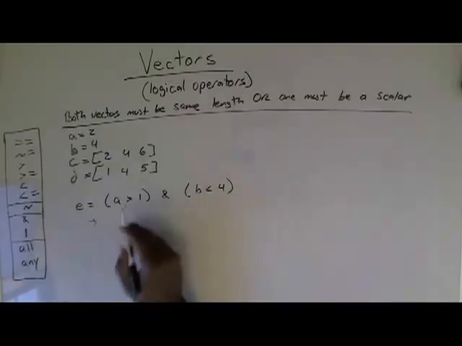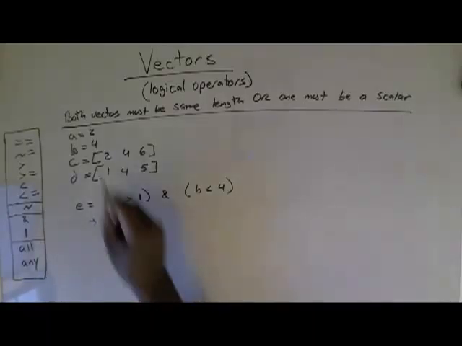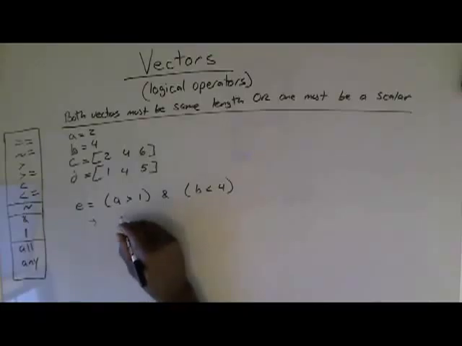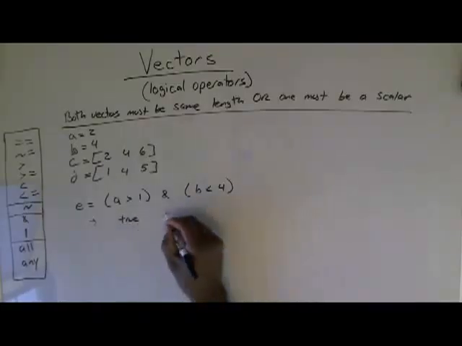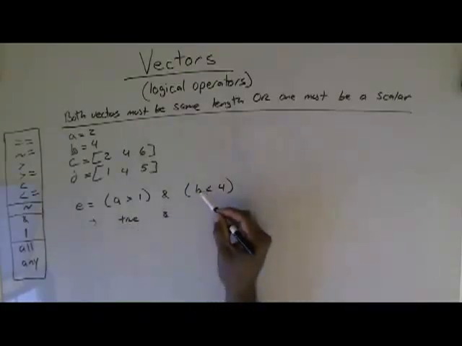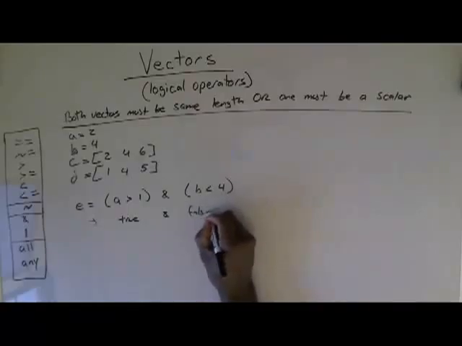So let's look at this. A greater than 1 is 2 greater than 1. Yes, it is. So this part is true. And is B less than 4? Well, B is 4, so it's 4 less than 4. No, it's not. That's false, right?